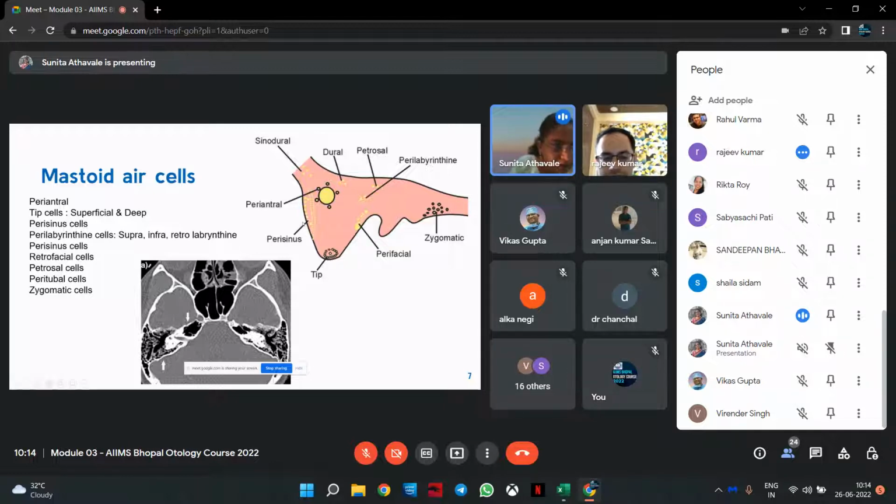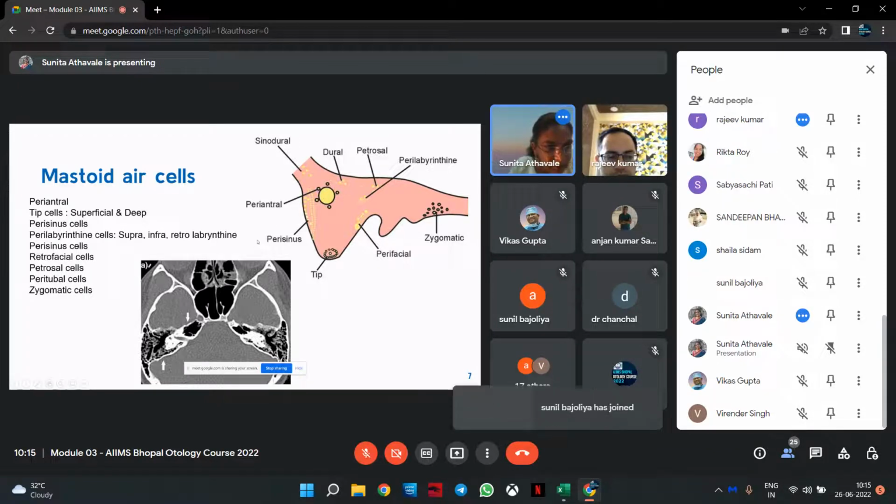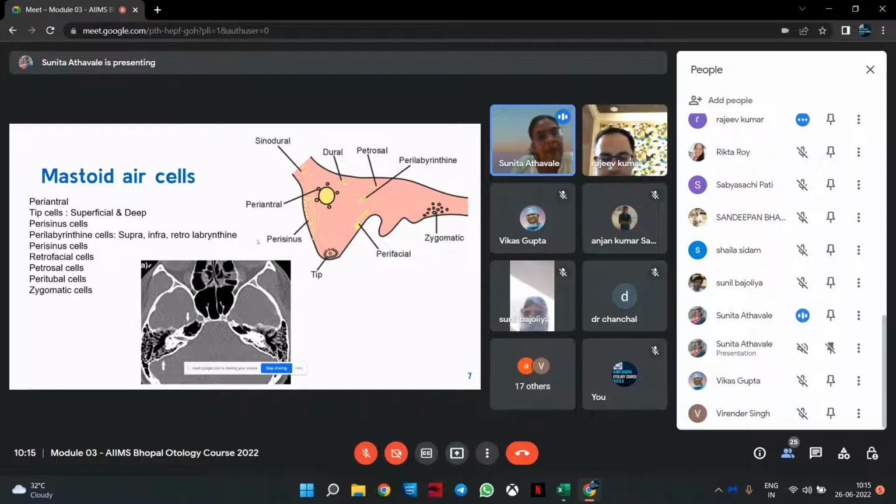Then we have petrosal cells. Even the tip of the petrous temporal may be pneumatized, and when it gets pneumatized, the pneumatization is close to the trigeminal ganglion, close to the eustachian tube, and around the internal carotid canal. So even the petrous temporal may get pneumatized. And there are peritubal cells, as when the petrous gets pneumatized, the tube is very close by. The air cells may also extend into the squamous as well as zygomatic parts of the temporal bone, so there may be zygomatic cells and squamous cells.